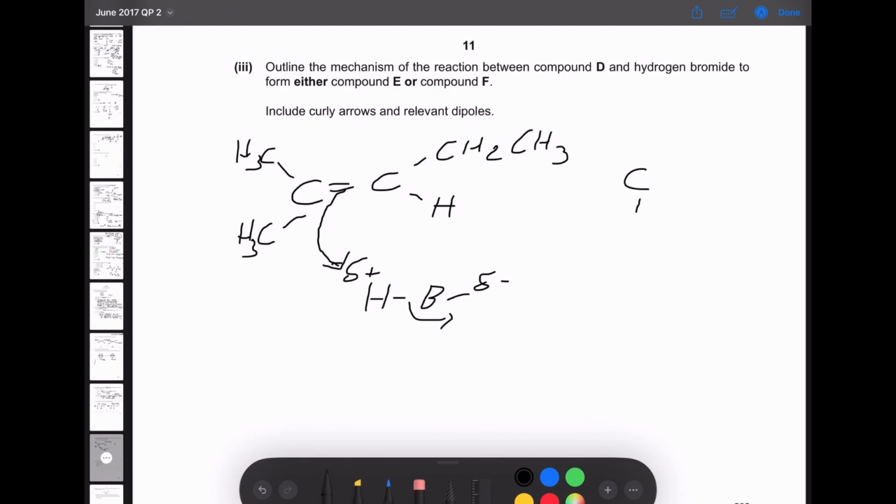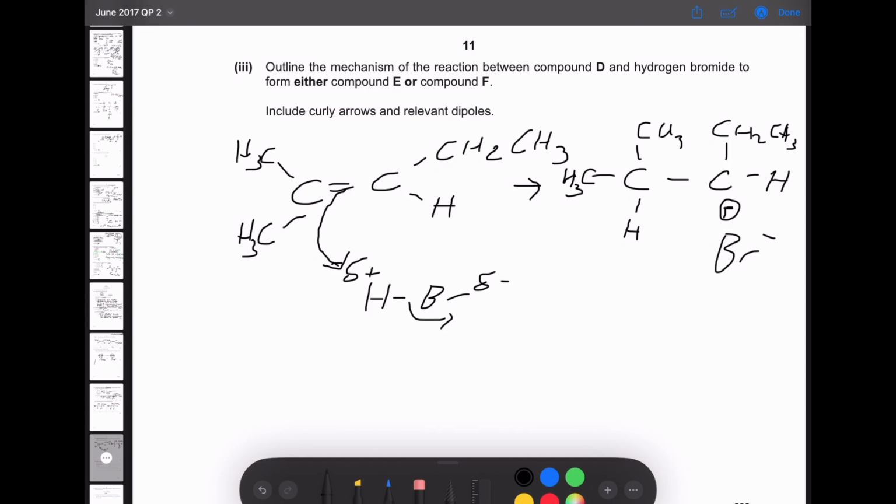So, what does that give us? Well, it gives us C, H, CH3, CH3, and then C, CH2, CH3, and H there, and then this becomes positive, and your bromine is negative, and then it just moves to there, remember, because you're moving your electrons into the bond, so that becomes CH3, CH3, HC, Br, H, CH2, CH3.